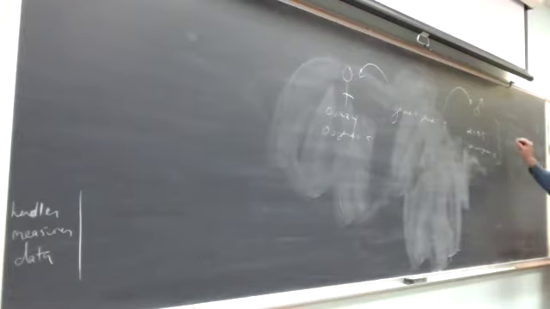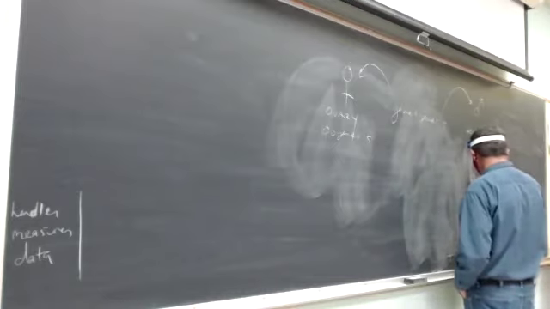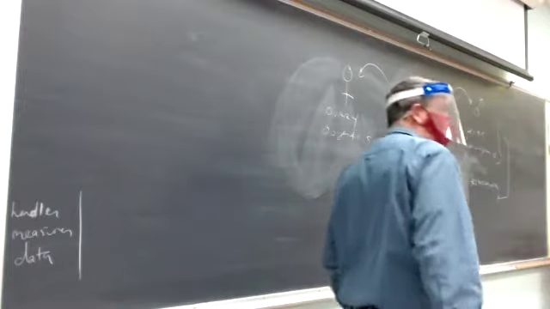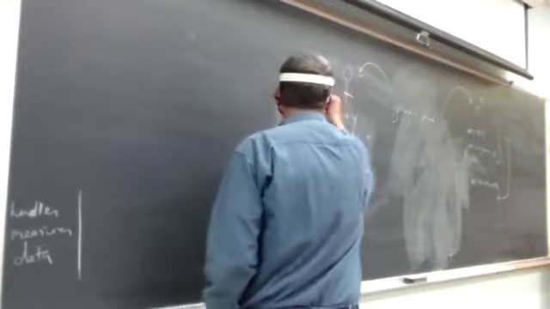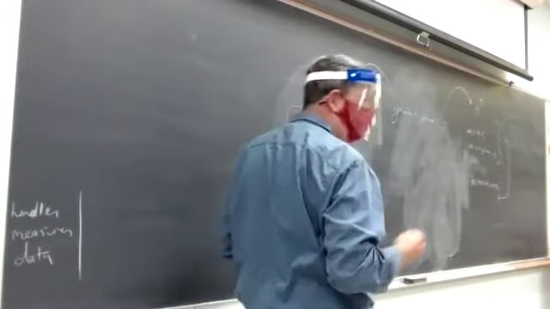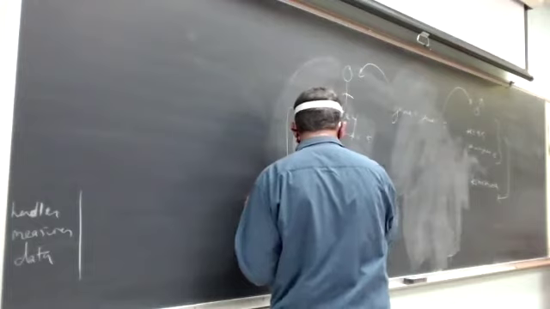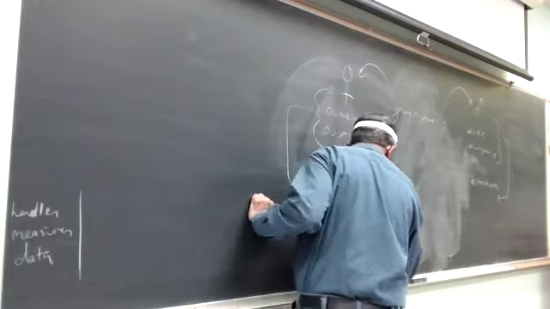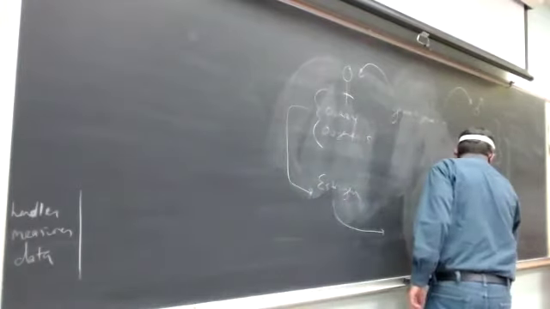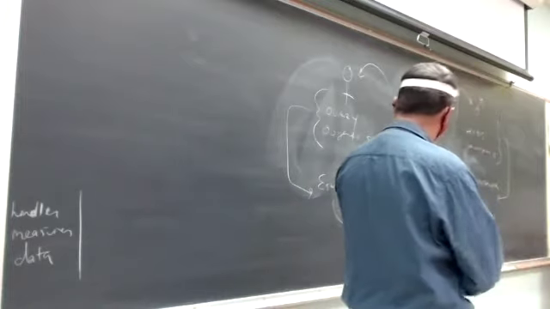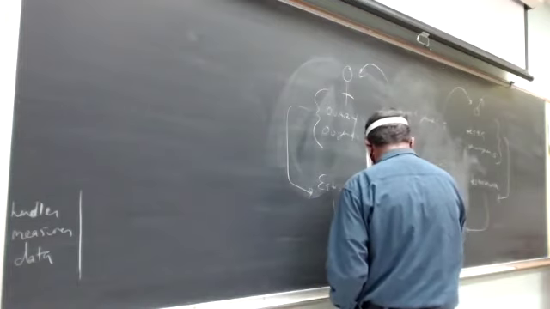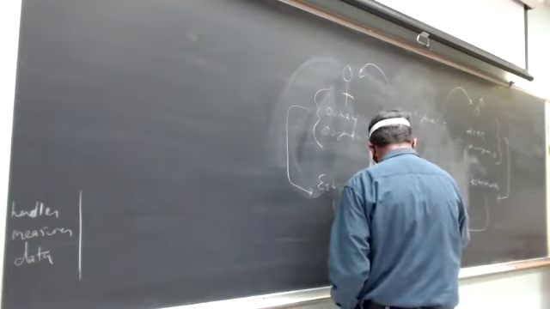The testis is also in charge of secreting a really strong steroid hormone called testosterone. That has an effect on embryogenesis. And the ovary is in charge of secreting another steroid hormone called estrogen. And these hormones affect the morphological formation of the embryo to give us either a female phenotype or a male phenotype.